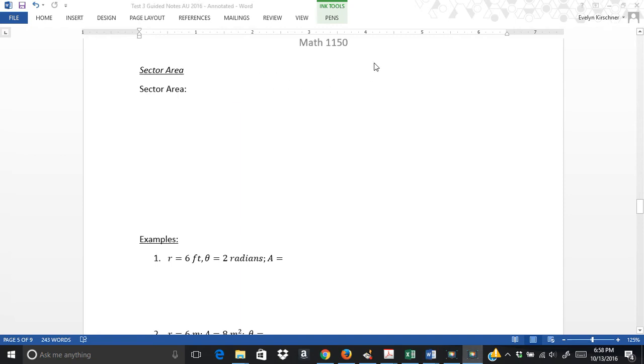Now I want to talk about sector area. Well, just like it sounds, it's a part of an area. So it's like having a slice of pizza or a slice of pie. So it's part of the whole again.